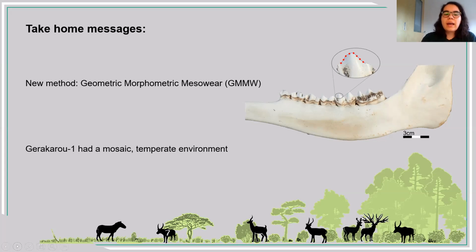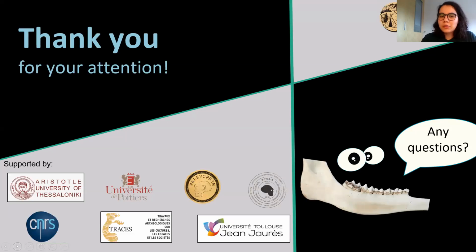Also, Ierakaru 1 had a mosaic environment, so it was an environment mixed by open forest and savanna woodlands with temperate environment towards warm conditions. Thank you for your attention, and I would like to thank the organizing committee also. Are there any questions?